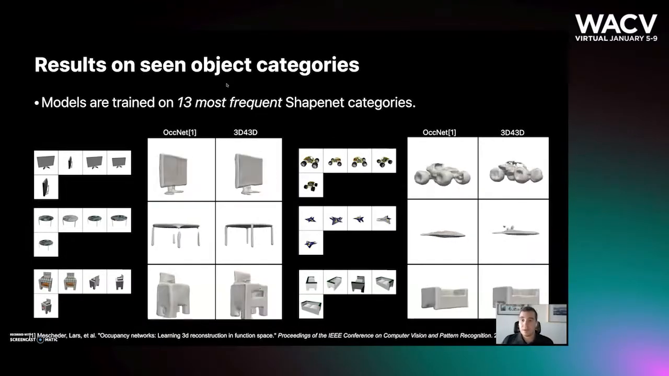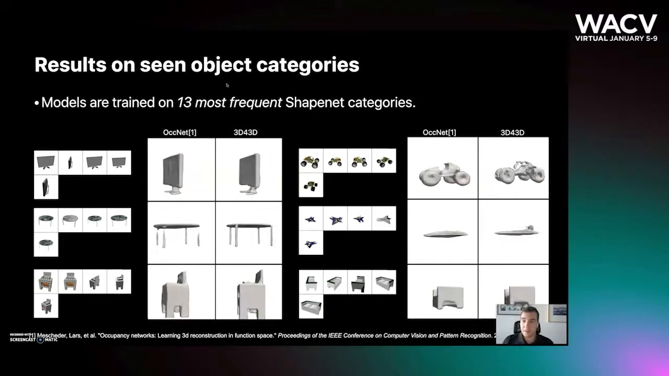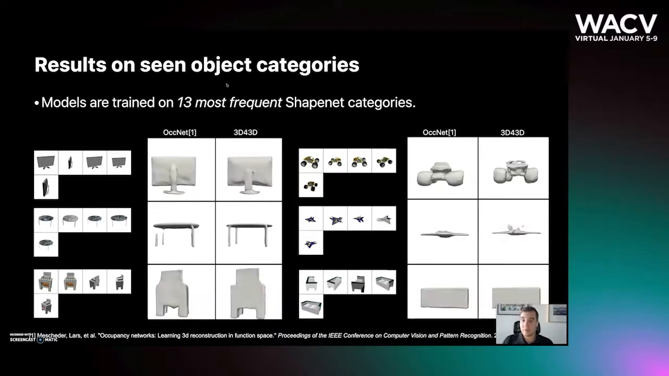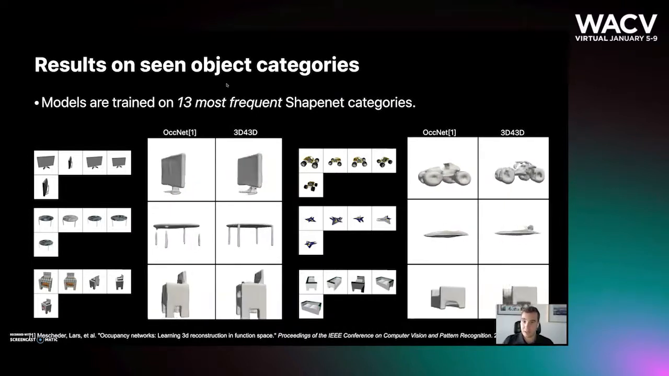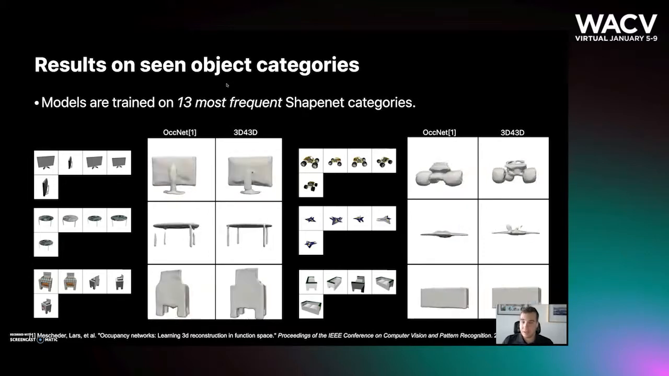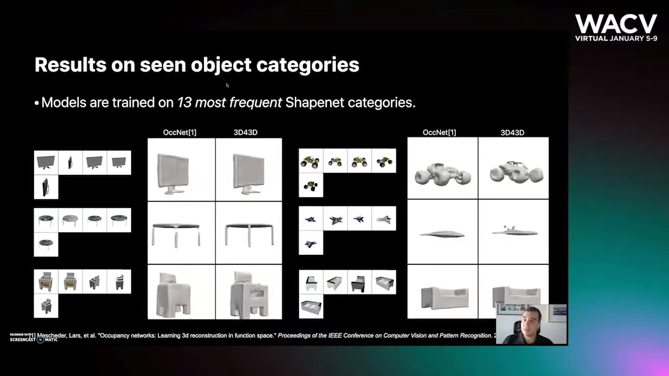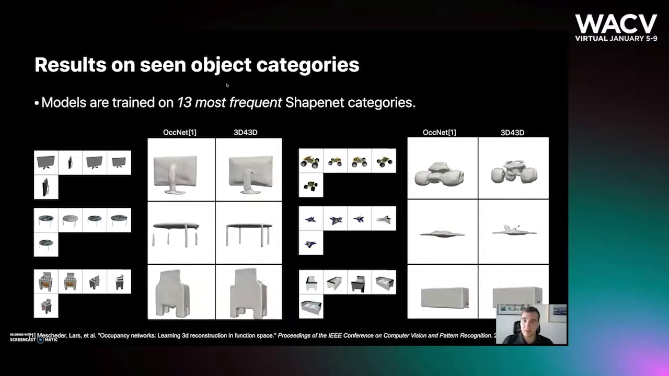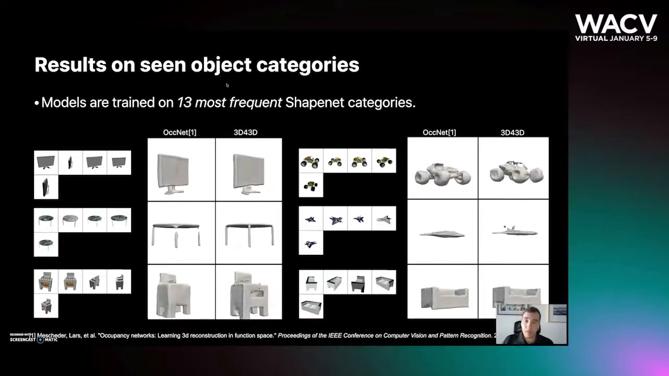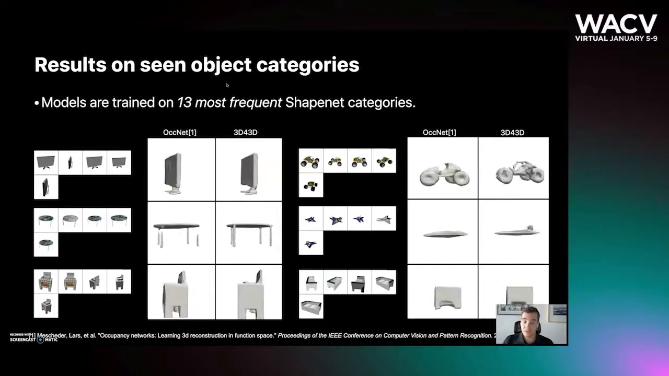Here we show some results, a comparison between occupancy network and our model. In this particular experiment, we want to see the performance when both models are trained and tested on the same object categories. We take the 13 most frequent ShapeNet categories and train and test both models in that case. We can see how in this experimental setup, ONet and 3D4-3D perform similarly, while 3D4-3D has a slight edge on high-frequency geometry.